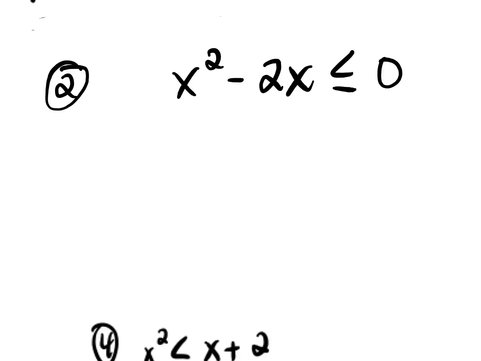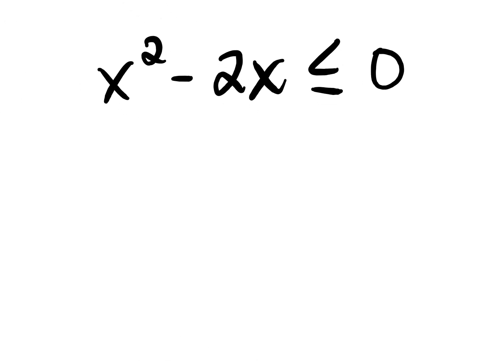So looking at number 2, all of our terms are already on one side. So what do I do next? Factor out the GCF. What's our GCF here? X. We're going to take out an X. So X on the outside, and we're left with X minus 2 is less than or equal to 0.